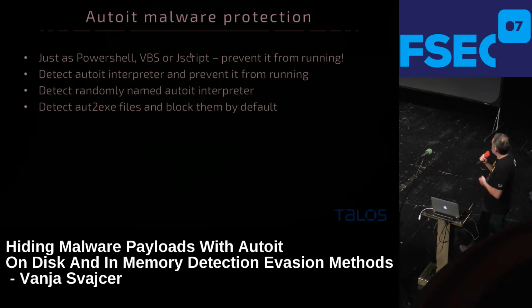And if you really need to run the Autoit interpreter, if you use it within your own environments, then you could at least detect that the Autoit interpreter uses a random name. And then you can again block it. Same thing with the Autoit to exe files.